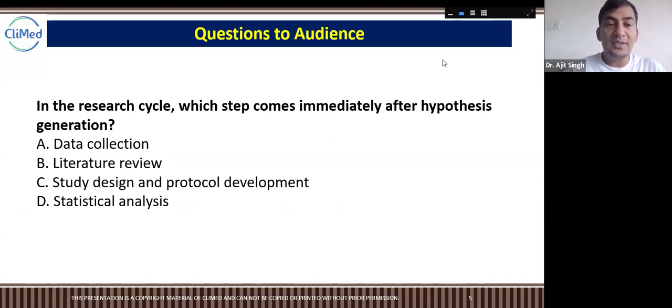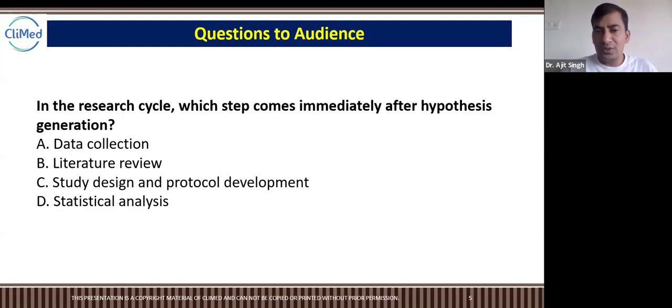In the research cycle, which step comes immediately after hypothesis generation? Data collection, literature review, statistical analysis, or study design and protocol development? Who will answer this? Literature review. Anyone else?